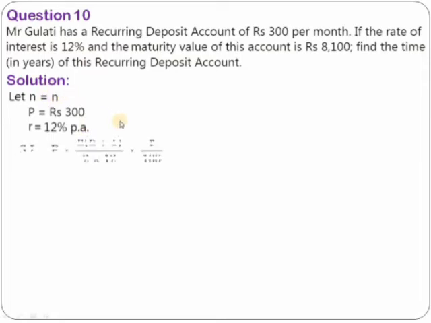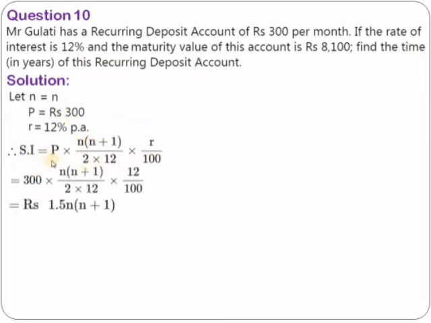For finding n, first let's find the simple interest using this formula. P is 300, R is 12, and the time is n itself because we don't know the value of n. So instead of R, I've written 12. The 12 and 12 get cancelled, and this 100 and 300 also get cancelled. So it's actually 3 by 2, which is 1.5 into this particular thing. So 1.5 into n into n plus 1 is your simple interest.